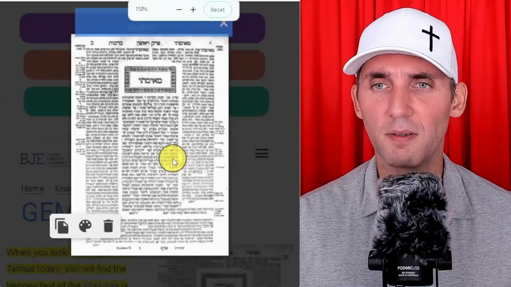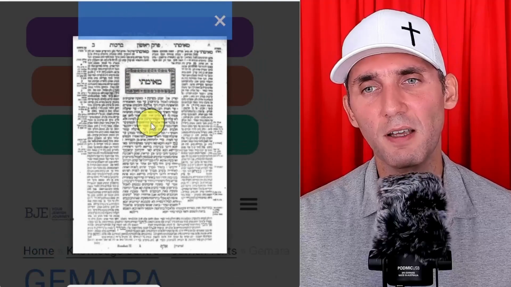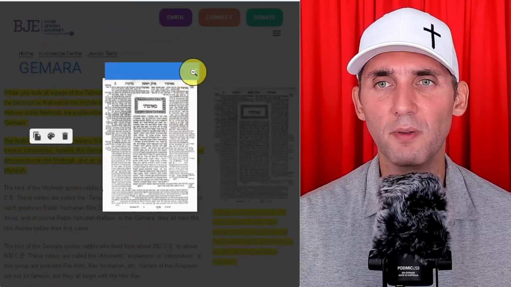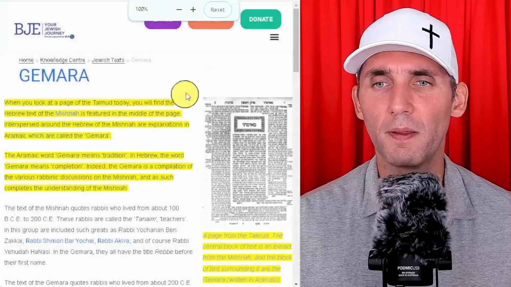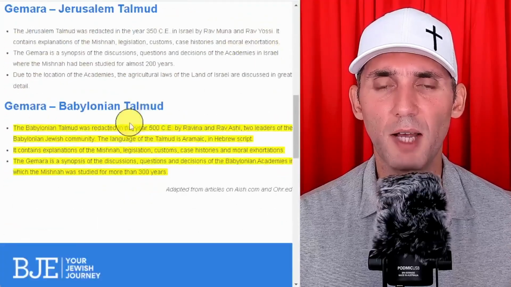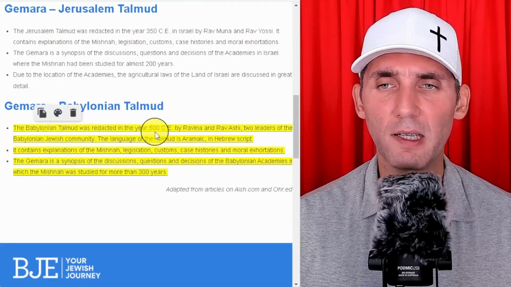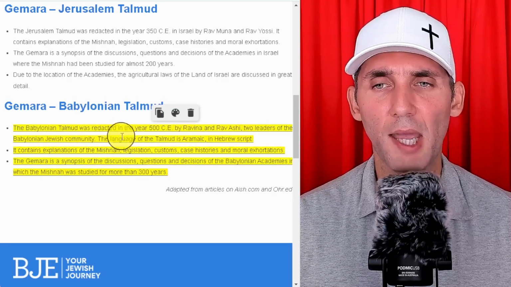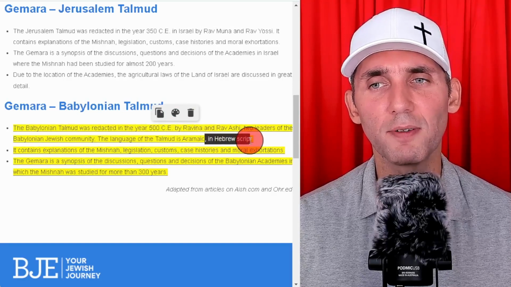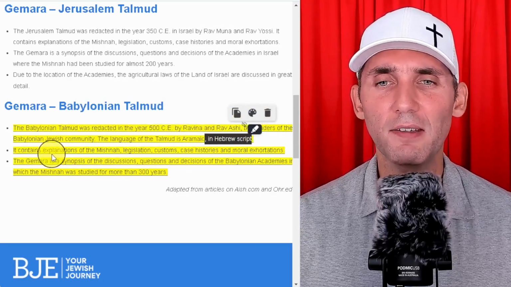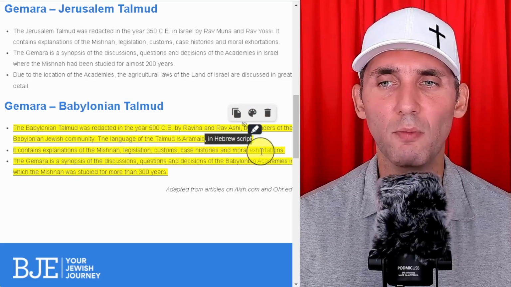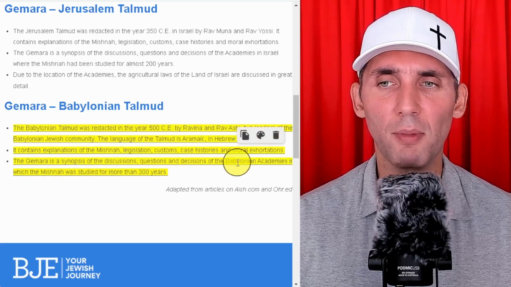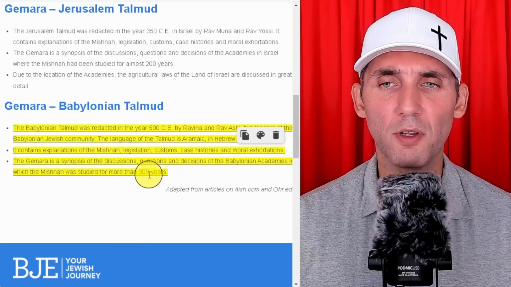We can zoom in. You can't really tell too much, but you see, it's got these little crowns and characteristics, and it's got all this stuff going on that has nothing to do with the original Hebrew. Gemara, Babylonian Talmud. The Babylonian Talmud was redacted in the year 500 CE by Ravina and Rav Ashi, two leaders of the Babylonian Jewish community. The language of the Talmud is Aramaic, in Hebrew script. What does that even mean? I wonder. It contains explanations of the Mishnah, legislation, customs, case histories, and moral exhortations. The Gemara is a synopsis of the discussions, questions, and decisions of the Babylonian academies, in which the Mishnah was studied for more than 300 years.